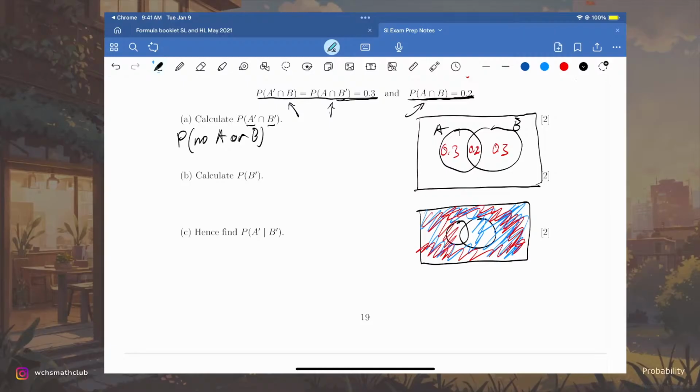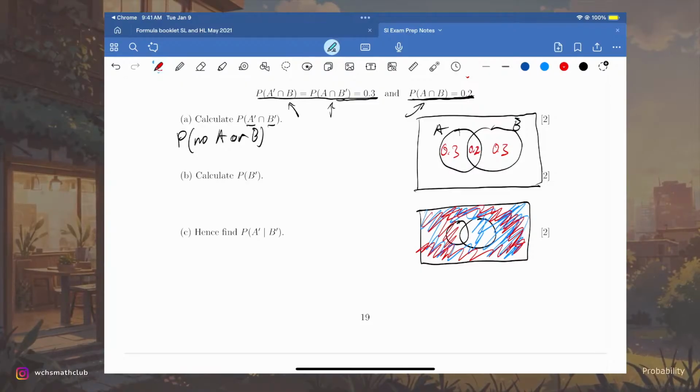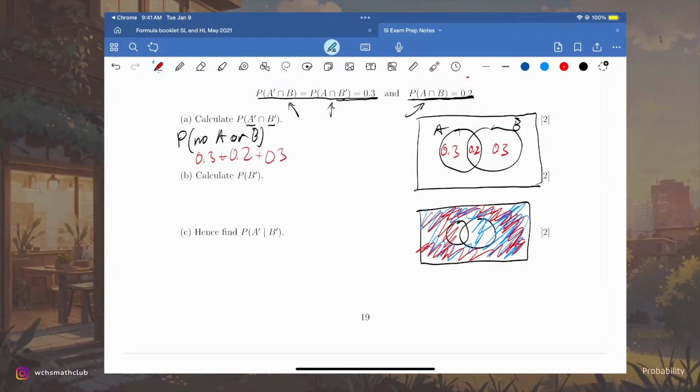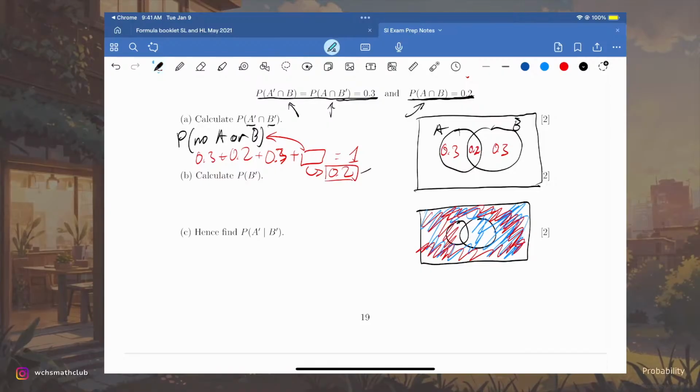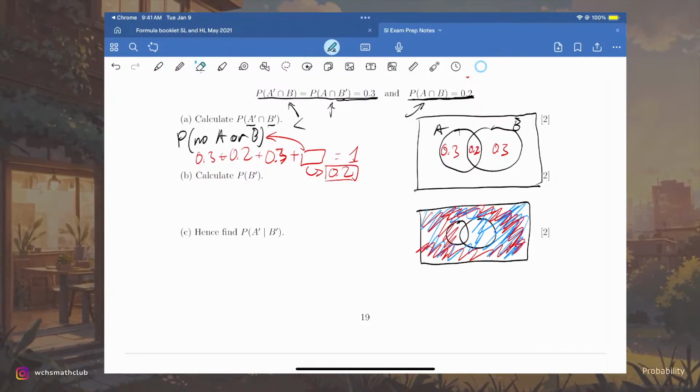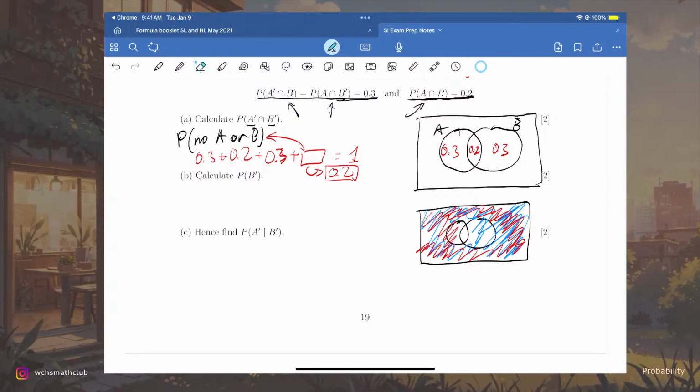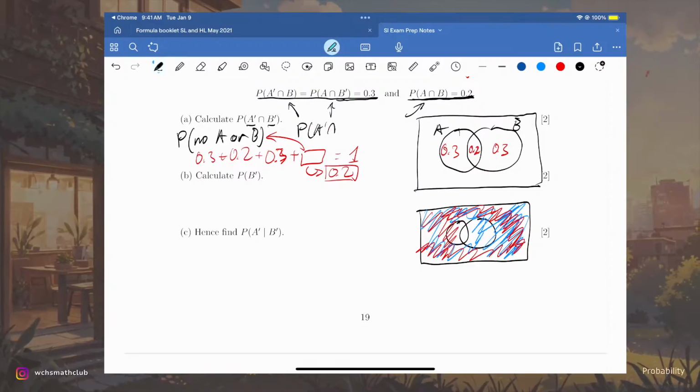And if we use our law that all of the probabilities in our sample space must add up to 1, then we have 0.3 plus 0.2 plus 0.3 plus this quantity that we want to find is equal to 1. And eventually what you find is that quantity is equal to 0.2. And that would be our answer for this one. As a final statement, I'll just say P of A prime intersect B prime is equal to 0.2.